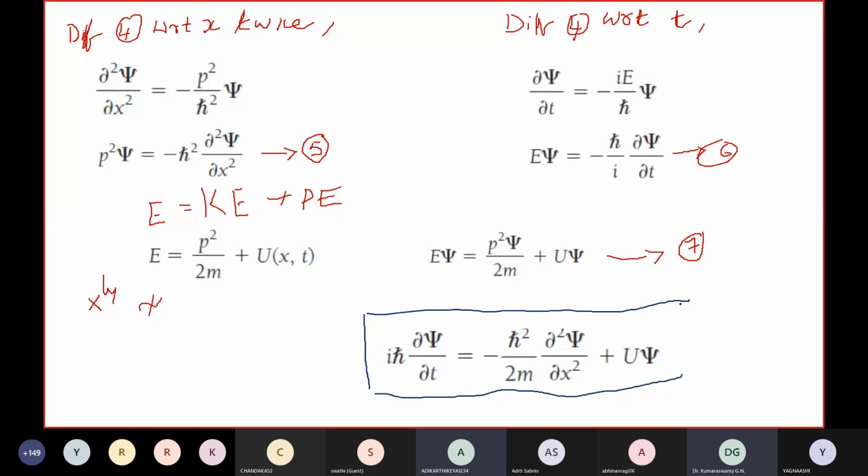Sir, you have substituted 6 in 7, or 5 and 6 both in 7, sir? 5 and 6 in 7. See, P square psi is there. This P square psi I have substituted here. E square psi is here. This I have substituted here.